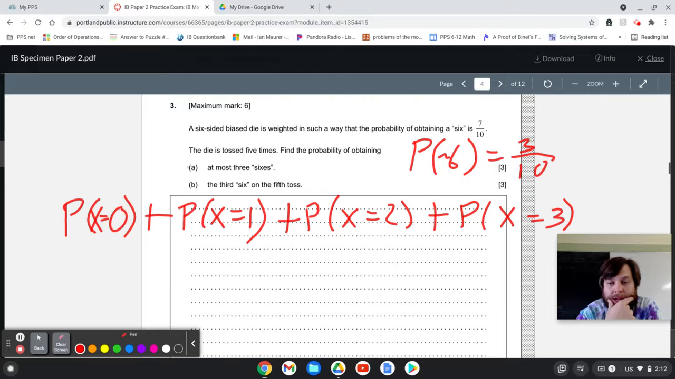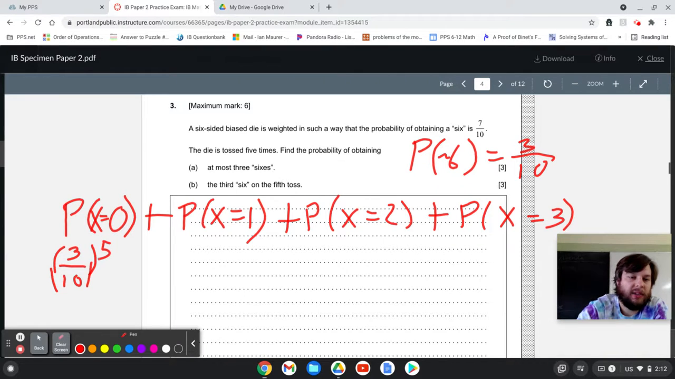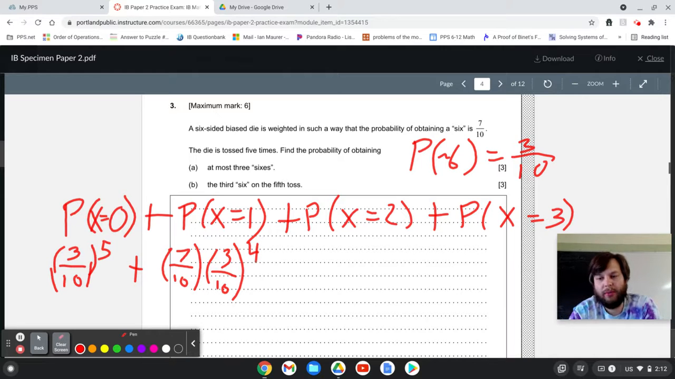So let's say that I have x equals 0. That would mean that all 5 of the tosses were not 6s. So there's a 3/10 probability for each, and there are 5 tosses, so we raise that to the 5th power. Now the probability of obtaining 1 6 would be 7/10 for the 6, times 3/10 to the 4th, because if one of them was a 6, then there are 4 that are not 6s.